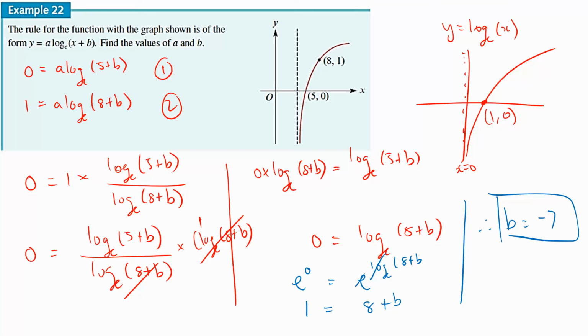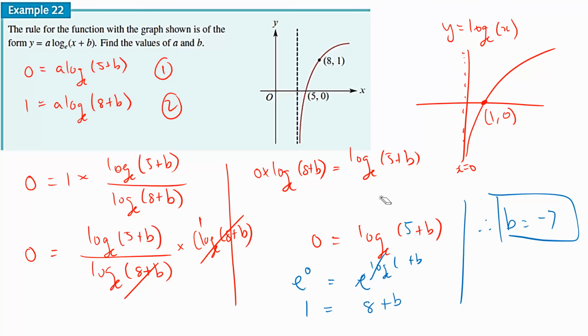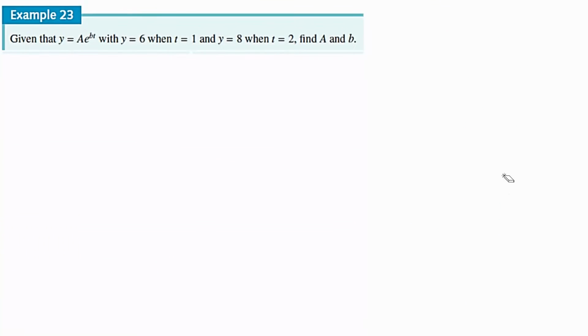x of 0 equals log e of 5 plus b. 0 times, yeah, that turns into 0. 0 equals log. So that looks like an 8. It was a 5, wasn't it? 5. So this is 5. And that will be 5. And that will be -4.